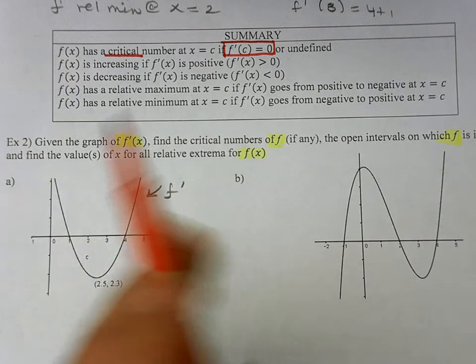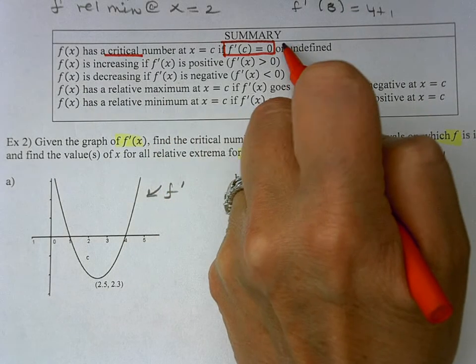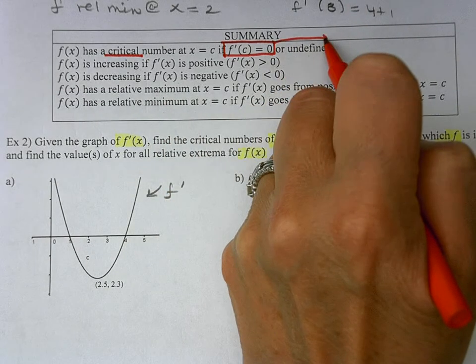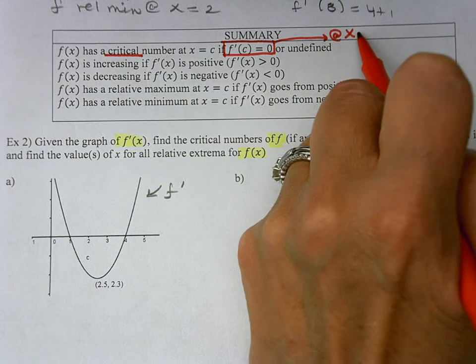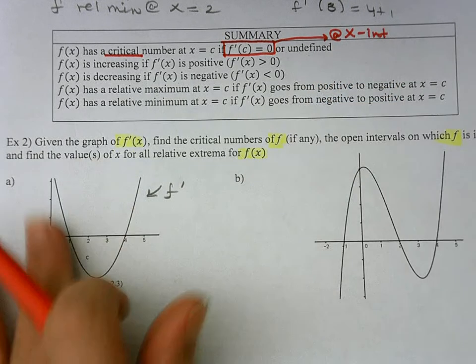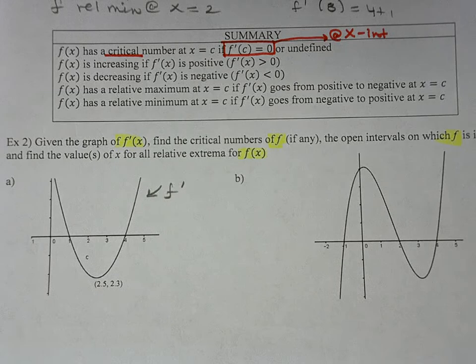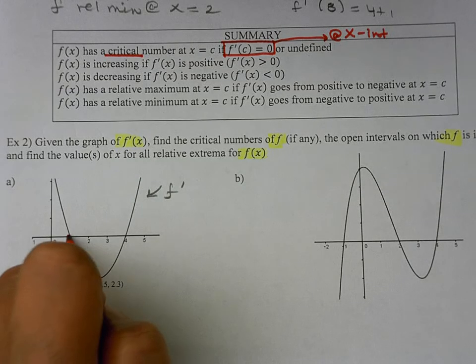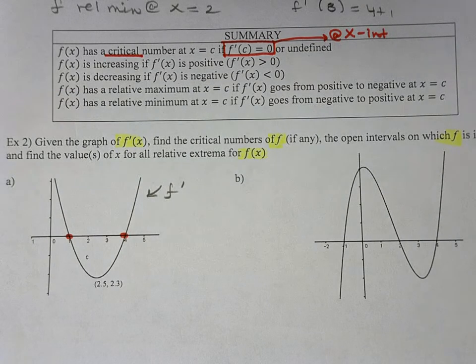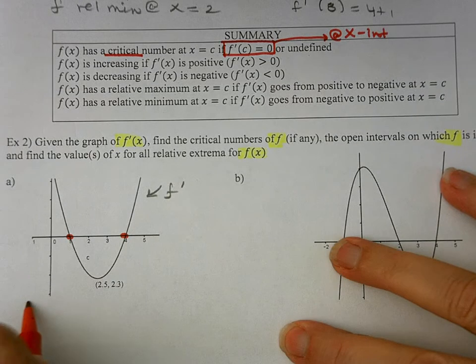So I know that f prime is equal to 0 at x-intercepts, right? That's occurring at x-intercepts. So if I look at this picture here, where do I have x-intercepts? So I have one here and here. So then I would say, all right, I have an x-intercept. Oops, I don't want to write in red pen there.